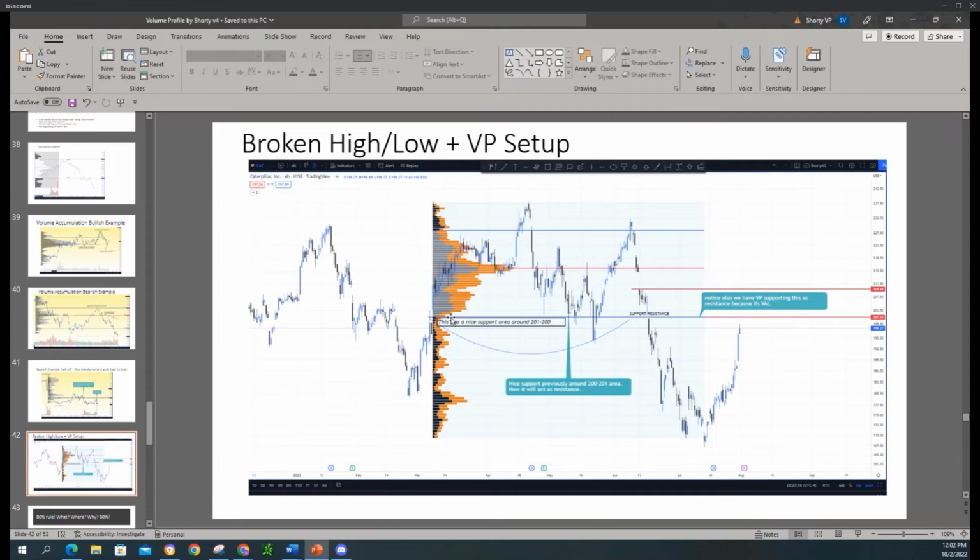Okay, so this is just a simple example. You have the resistance line, and now the value area low is giving you another confluence item to go short.